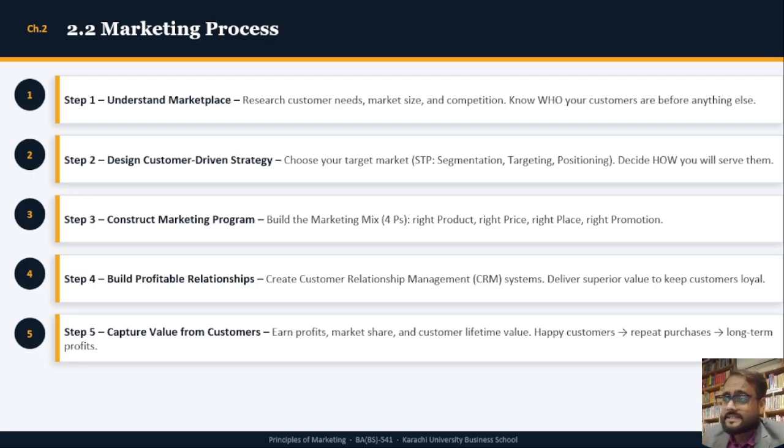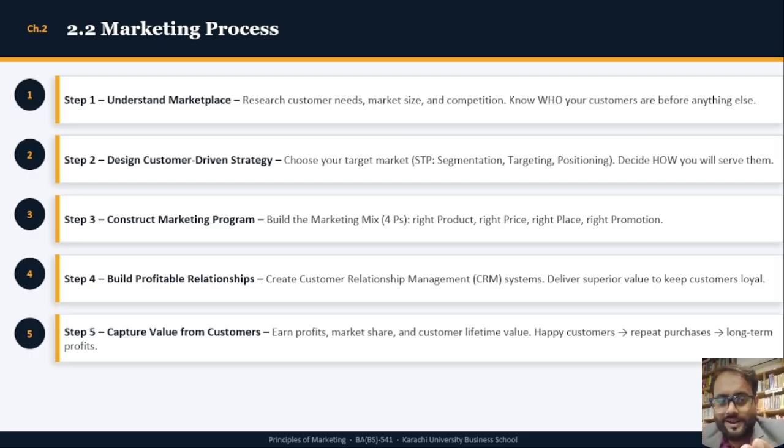The second step is to design a customer-driven strategy. What's that? Choose your target market. STP: S for segmentation, T for targeting, P for positioning. You need to work on it. Meaning, decide how you will serve them, and where you want to start working.